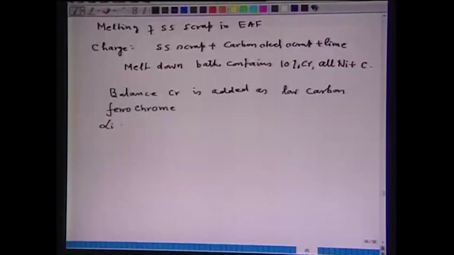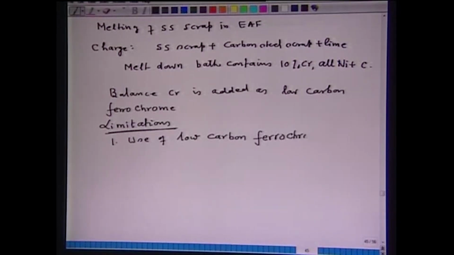Now, this technology was working for a long time, but there are certain limitations of this technology. The first limitation is the use of low carbon ferrochrome. Second, as a result of high temperature working in the electric arc furnace, the high temperature damages the refractory lining.